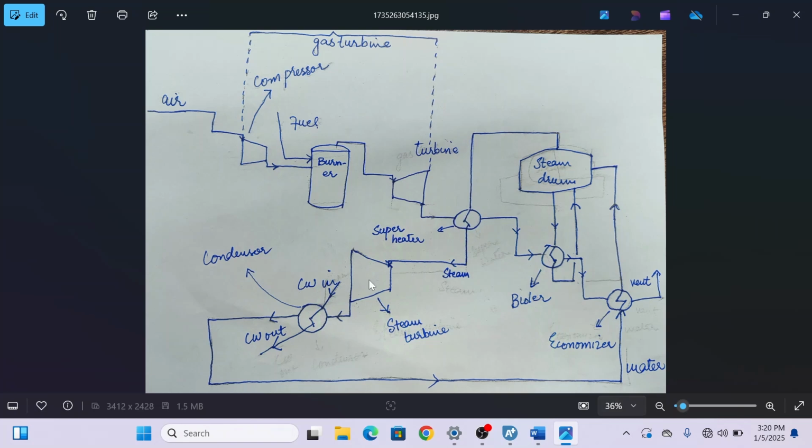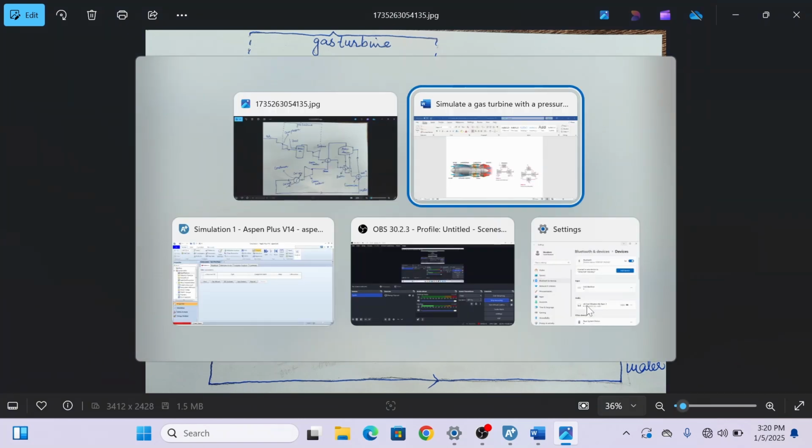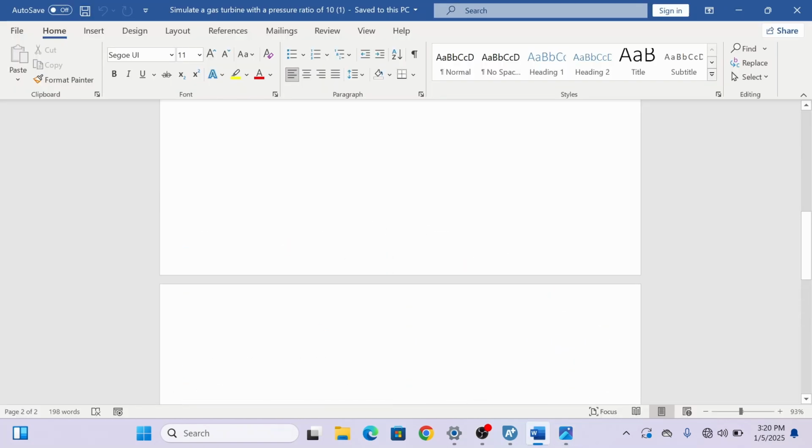So it is the gas turbine. Sorry, it is a steam turbine where we use our heat, and then we use the condenser, and then we recycle this water back to the economizer. So we will see how we are going to simulate it.